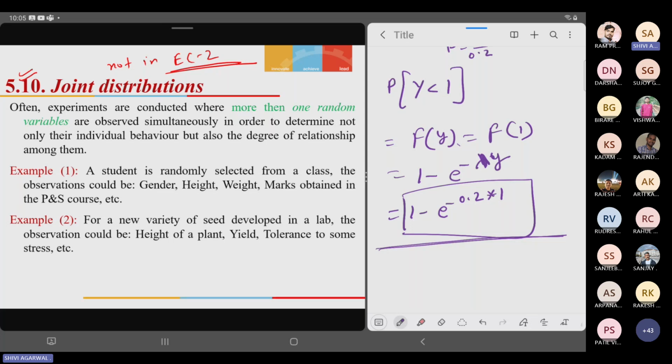Experiments are conducted where more than one random variable is observed simultaneously, in order to determine not only their individual behavior, but also the degree of relationship among them. So a student is randomly selected from a class. The observation could be their gender, height, weight, marks obtained in the probability and statistics course, etc.